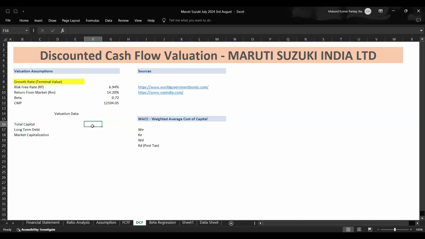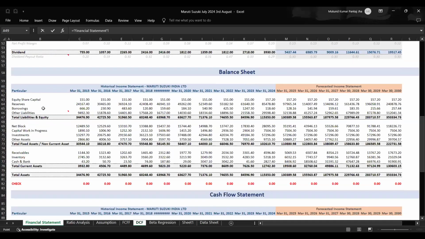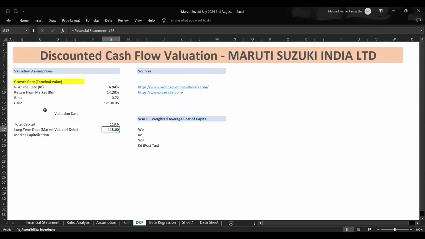With total capital and long-term debt, total capital would be long-term debt plus market cap. Long-term debt is nothing but market value of debt. Since market value of debt is very difficult to calculate, we generally consider book value of debt as market value of debt. So for market value of long-term debt, we go to the financial statements and look at our borrowings. Since this business has a very small portion of long-term debt, it's 118.60.